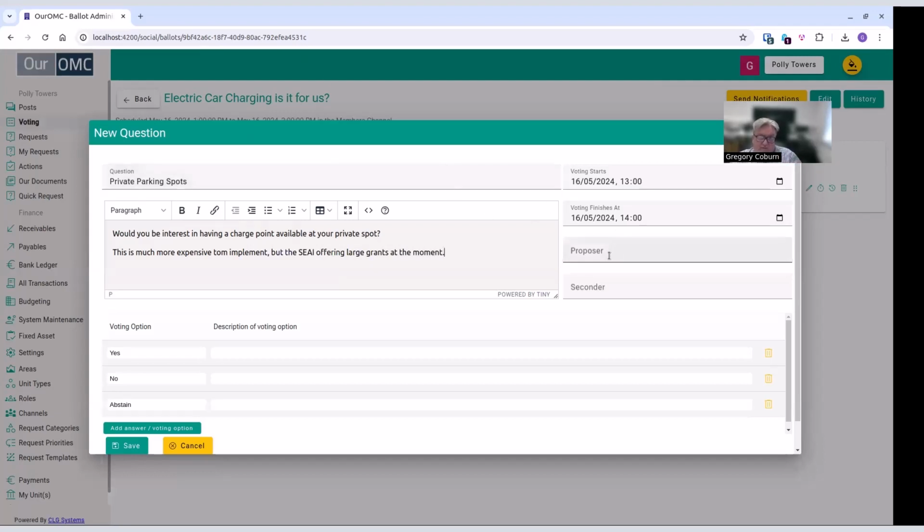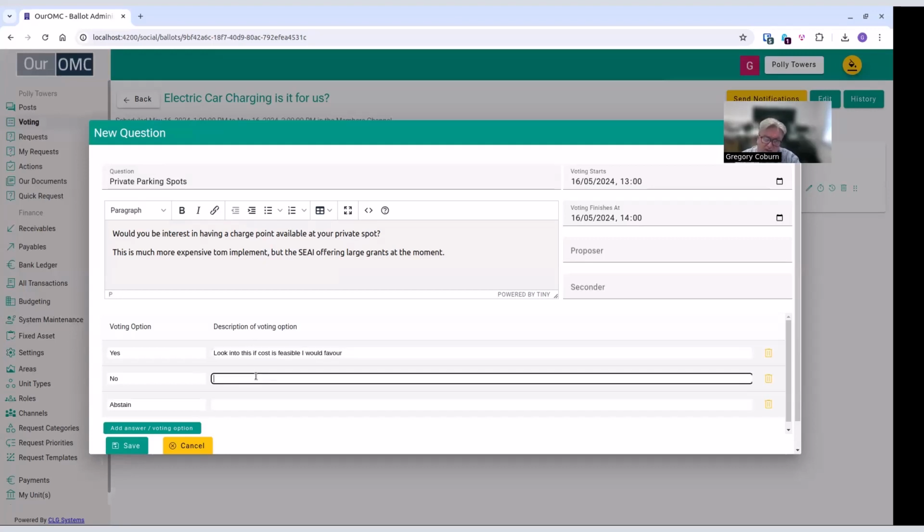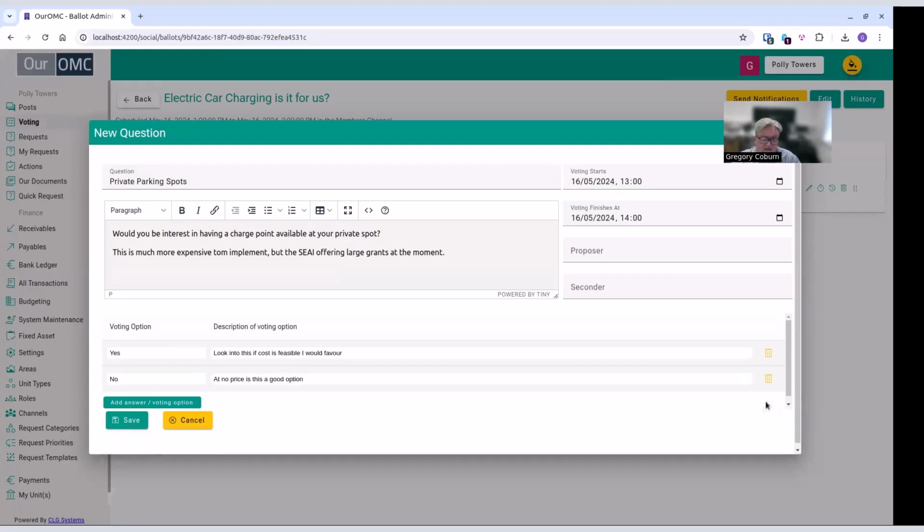I can say if this is an AGM, I might want to mark a proposer and a seconder on here, and I might want to say yes, look into this. If cost is feasible, I would favor. No, and just clarify what we mean by yes or no there. So no, no price is this a good option. We want to let people abstain. Don't know. Let's just take that option off the table, and we say save.